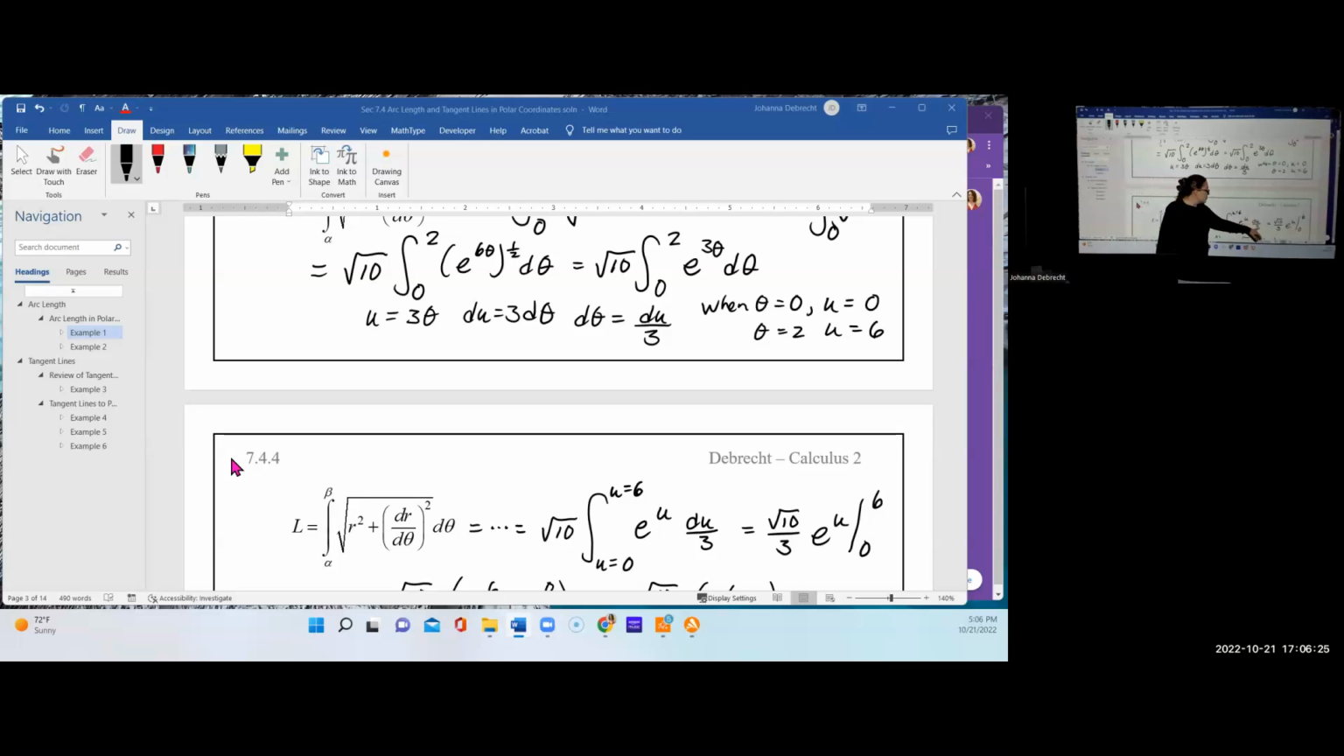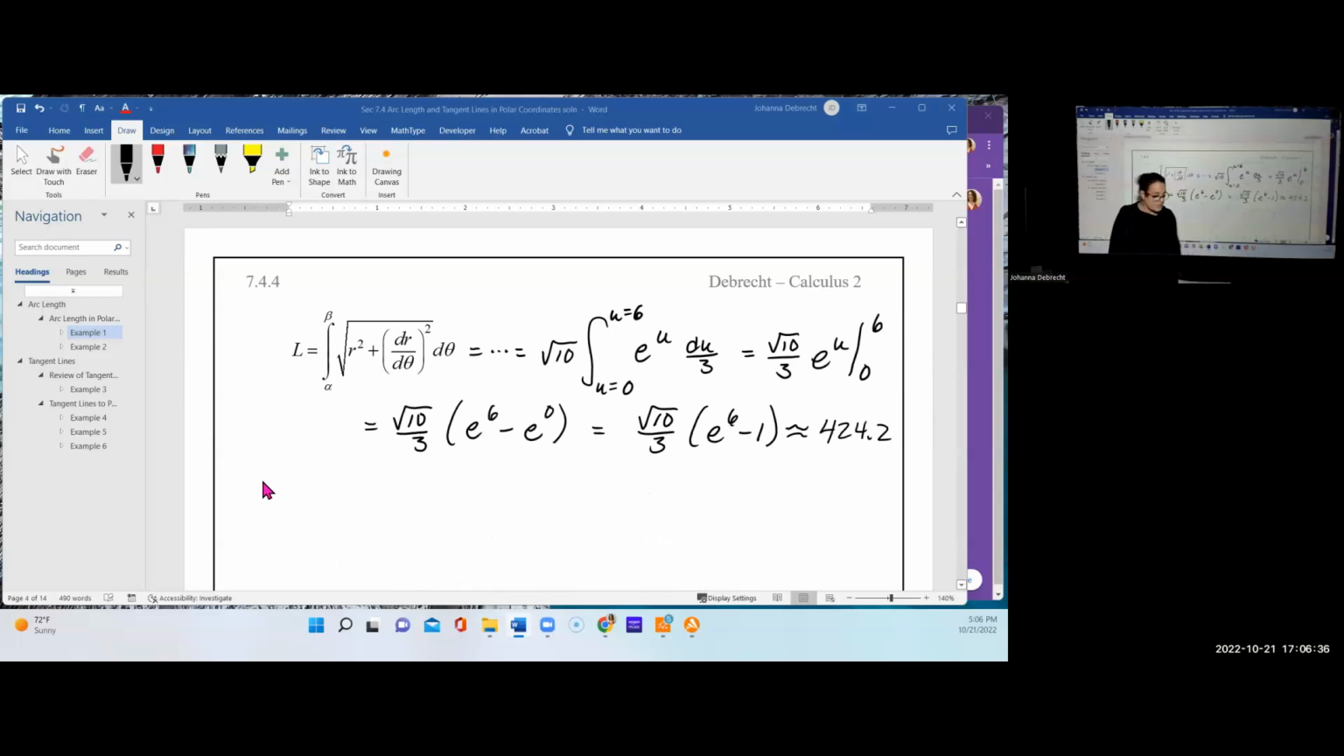E to the u du over 3, so the over 3 comes out to join the square root of 10, e to the u from 0 to 6. And then, of course, you can substitute those values in. This is the exact value here, root 10 over 3 times e to the 6th minus 1, which is about 424.2. And again, that is very close to what we estimated it would have to be.